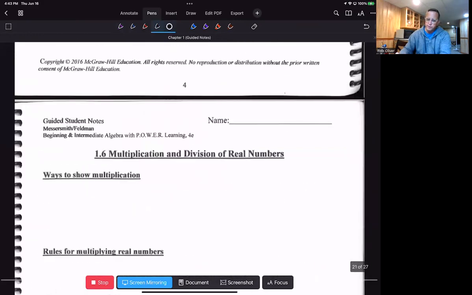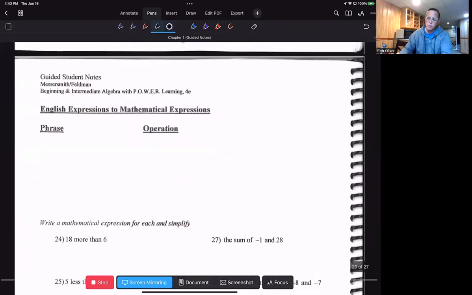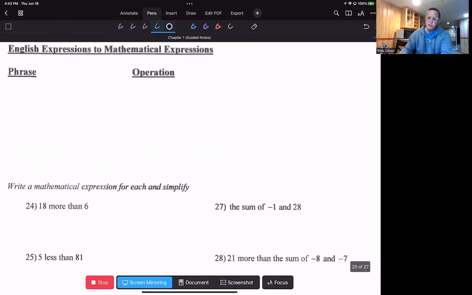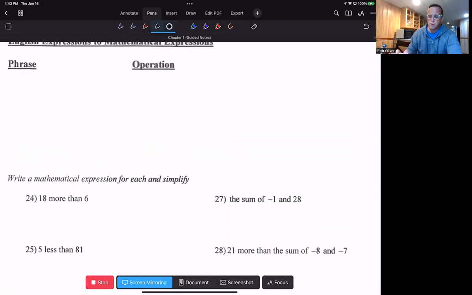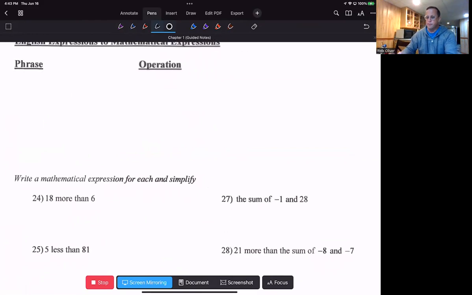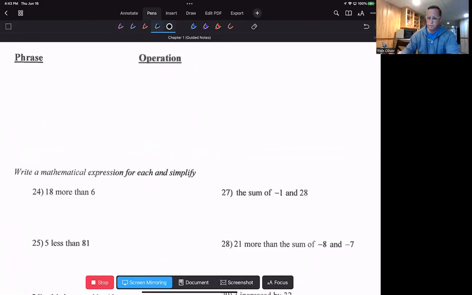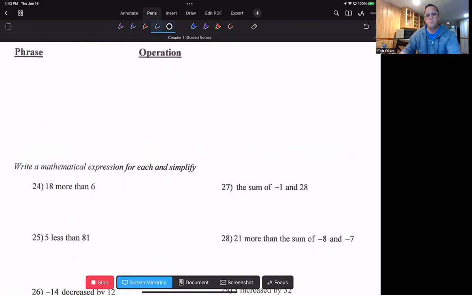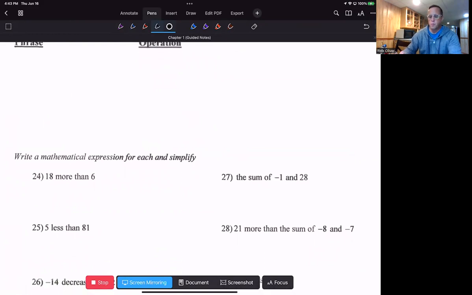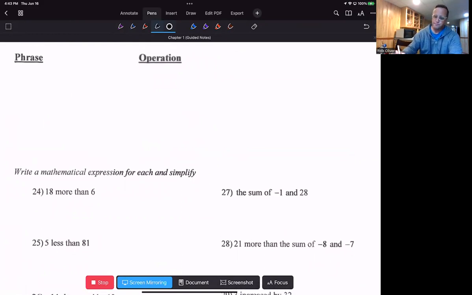I think I have one more page on this. Yeah, for 1.5. Okay, so for 1.5, English expressions to mathematical expressions. I just want you to be on the lookout for the phrases more than and less than. Let's talk about that for a second.